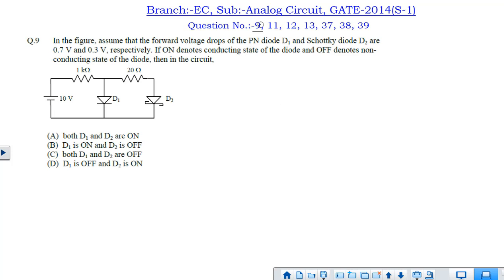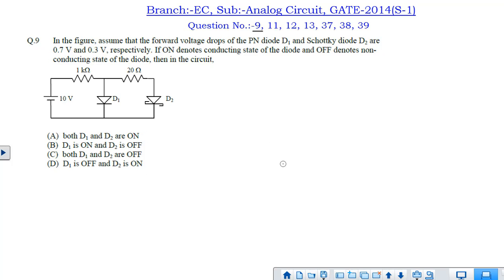The first question is question number 9. In this question, you can see one PN diode is given, and another one is a Schottky diode. The PN diode has a forward drop of 0.7 volt and the Schottky diode has a forward drop of 0.3 volt. We have to find out, under this bias condition, what is the state of these two diodes, that is D1 and D2. Among these 4 options, which one is correct?